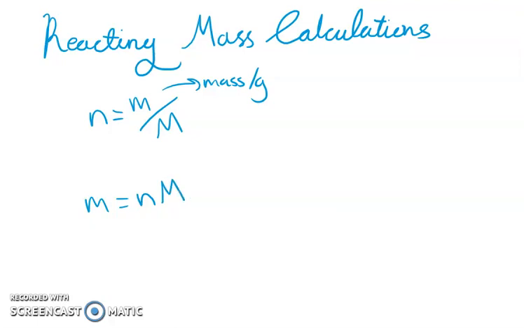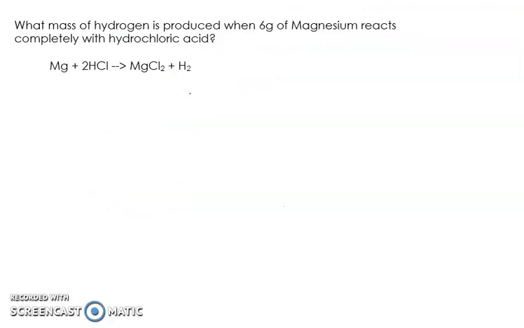Now, what we're aiming to do is be able to convert from the mass of one product or reactant to the mass of another product or reactant. So we can see in this example here, they're asking us what mass of hydrogen is produced when 6 grams of magnesium reacts completely with hydrochloric acid. And the important information we have here is that we have 6 grams of magnesium and this balanced symbol equation, which will become very important later on for solving this equation.